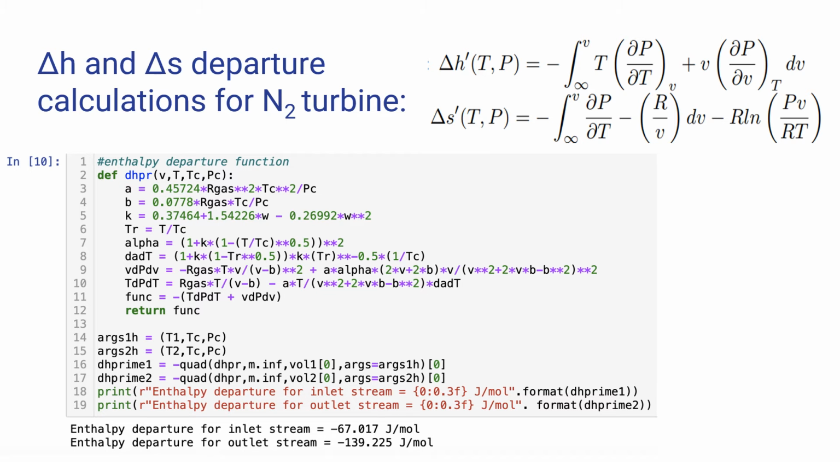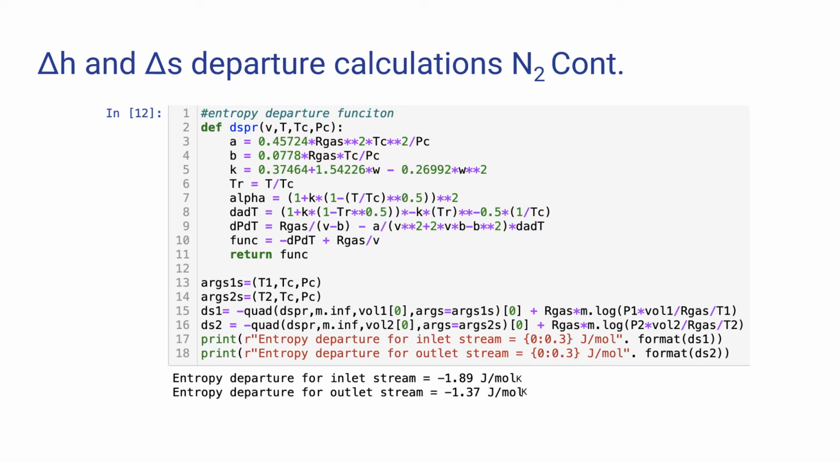Departure functions act as a way to determine the change in a thermodynamic property between a real state and an ideal state. The departure functions for enthalpy and entropy are pictured on the top right of the slide alongside the code that computed the enthalpy departure at each state. Partial derivatives of the equation of state were taken and plugged into the departure functions before solving at each state. And shown here is the departure function for entropy calculated at both states.